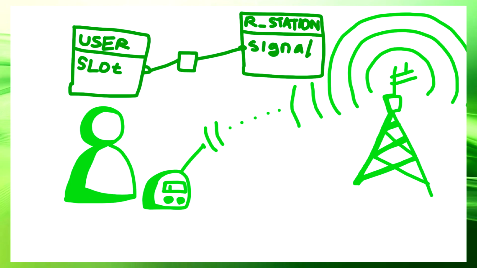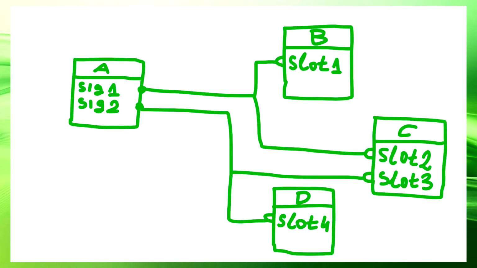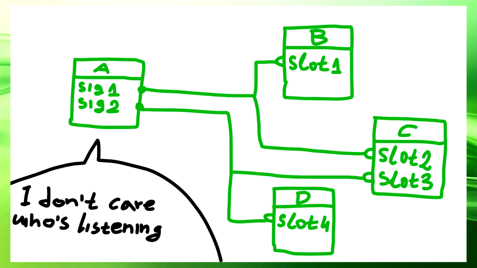The signal is a radio station. It just broadcasts that something happened. Hey, a button was clicked, or hey, the value changed. The slot is your radio. It's a function that says, oh, I heard that, let me do something about it. And the connect function is you tuning the dial into the right frequency. The best part is that the object emitting the signal has absolutely no clue who's listening, and the object receiving it doesn't need to know who sent it. They are completely independent. This is what makes Qt apps so clean and maintainable.